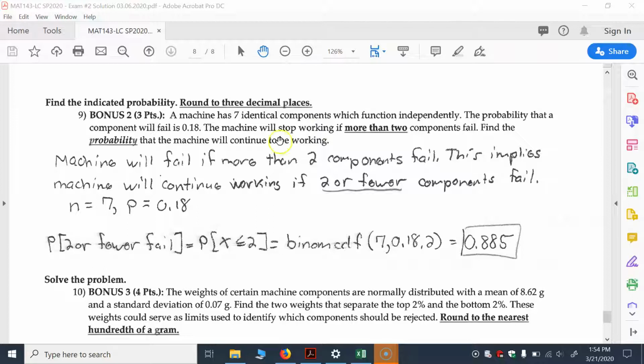All right, staying with Form B, we have a machine with 7 identical components which function independently, and we have a probability it will fail. That's our P. So N is 7, P is 0.18. The machine will stop working if more than 2 components fail, but find the probability that the machine will continue to work. So the machine will continue to work if 2 or fewer components fail. It only fails if more than 2 fail. So the probability that it continues working is only if 2 or fewer fail. That's x less than or equal to 2, and because of that symbol, I can use binomial CDF. There's N and P and 2. That's 0.885.